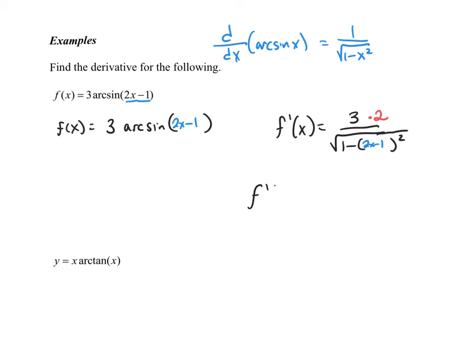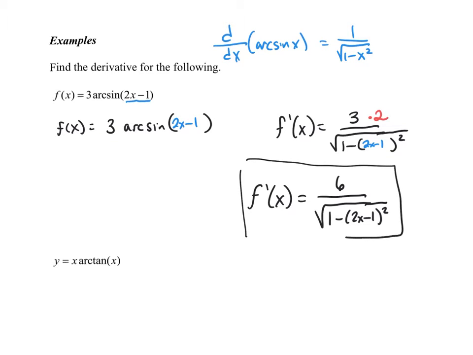So our final derivative for 3 arc sine of 2x minus 1 will be 6 over the square root of 1 minus, and you can just keep this as, 2x minus 1 squared. You are certainly welcome to expand it out, but you don't have to. So the big thing is just using that chain rule. Remember, if it's something other than x, we have to put that something in our derivative and then multiply by the derivative of that inside function.